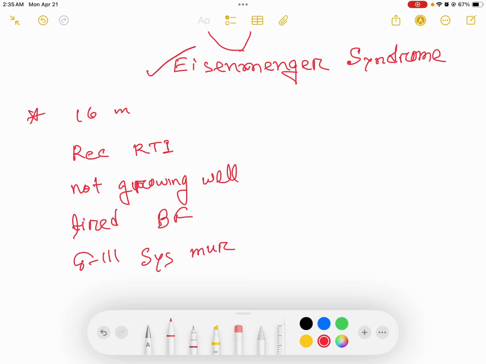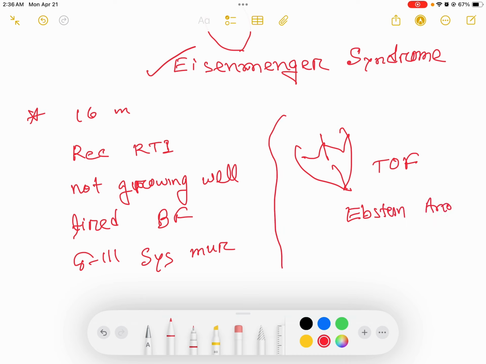Mention three probable diagnoses: ventricular septal defect, tetralogy of Fallot, and Ebstein anomaly. These are the three differentials. Now clinical evaluation.